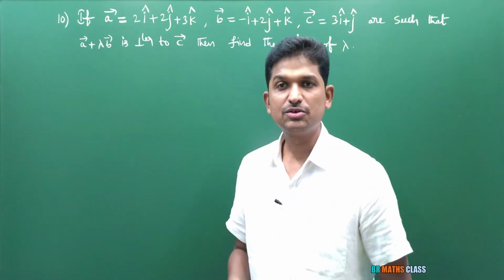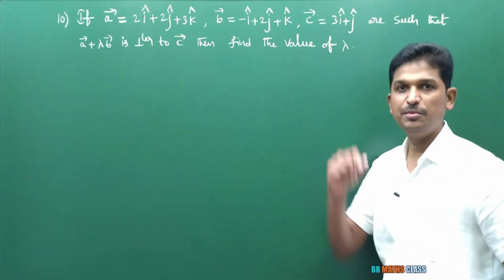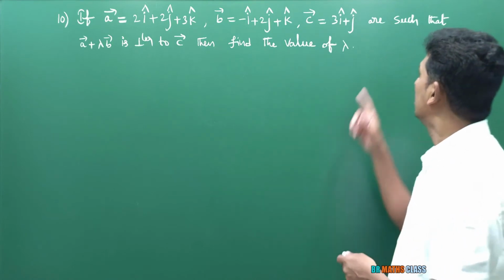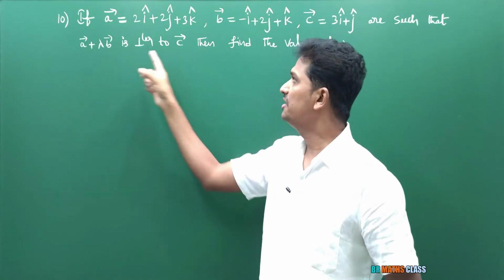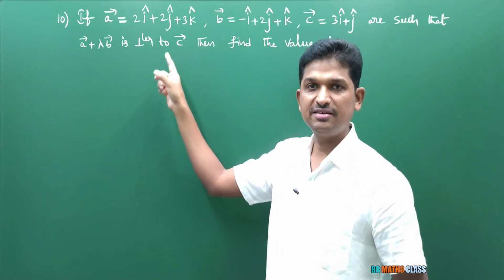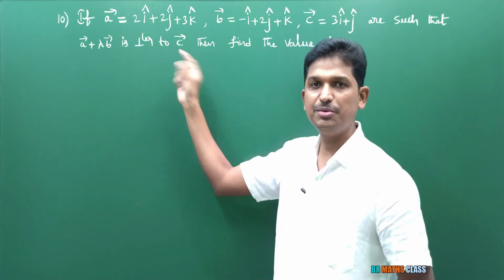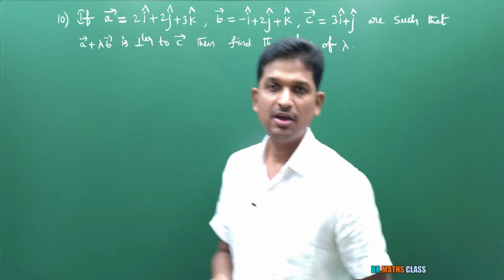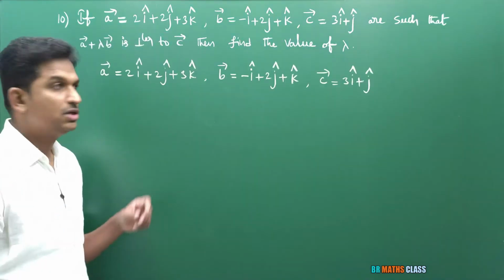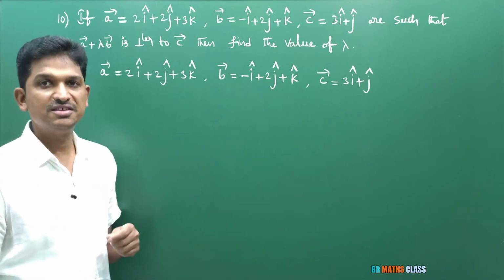You observe this question number 10. What is given? a bar, b bar, c bar. Three vectors are given such that a bar plus lambda b bar is perpendicular to c bar. They are saying that the vector a bar plus lambda b bar is perpendicular to c bar. Then find the value of lambda. Okay, first I'll write the given vectors a bar, b bar, c bar.